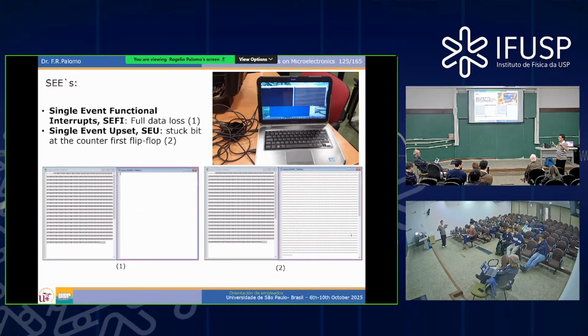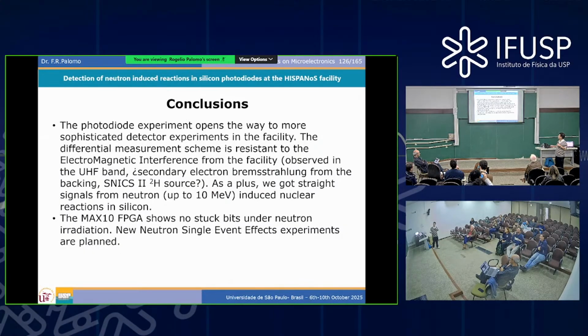At the moment, they had some financial problems, so we are just waiting. Conclusions: the photodiode experiments opened the way to more sophisticated measurements of the waveform signal from the neutron. It was published in one of the reliability conferences in the US in 2024.